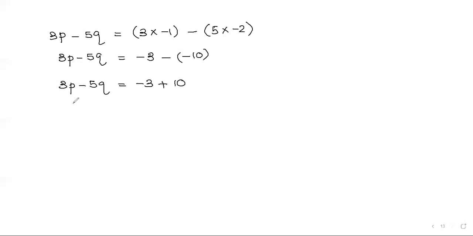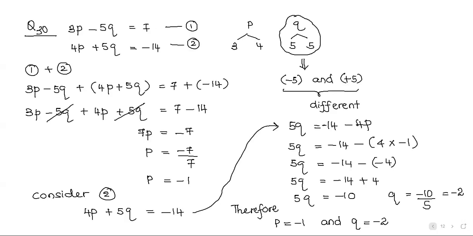So then 3P minus 5Q is equal to, wait, where is the mistake we have done? No, it is correct. That is 7. So then 3P minus 5Q is equal to 7. We'll see that. Is that the question? Yes. 3P minus 5Q is equal to 7. So then you get the same answer. That means you have done the calculation correctly.